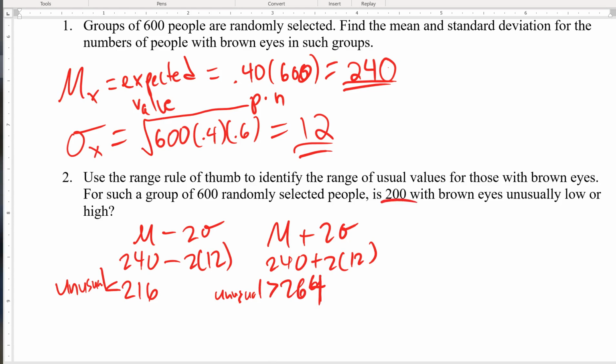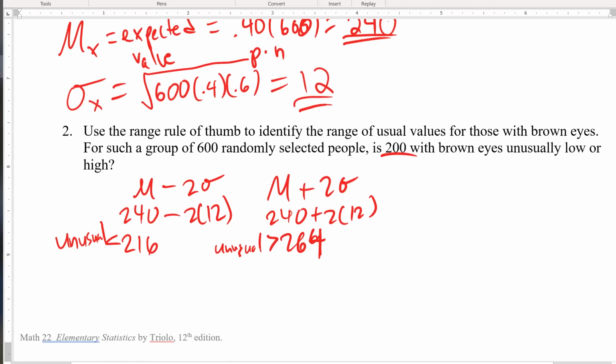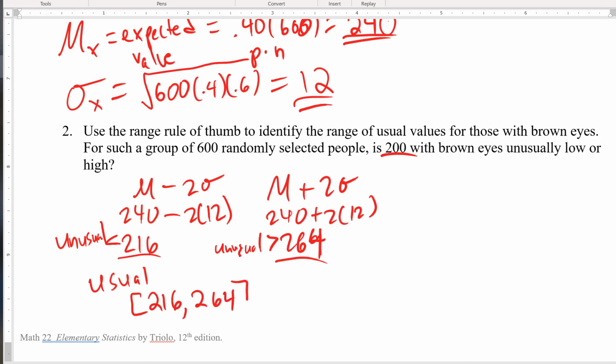So then it says, is 200 unusual? Oh wait, real quick. It says, what would be usual, right? The usual, what I would expect to see, would be anything between 216 and 264. So the usual would be between the 216 up to and including the 264. Unusual would be anything below the 216 or past the 264, right? So then it says, is 200 usual or unusual? Well, it's outside of this range, and it's unusually below, so it's unusually low.